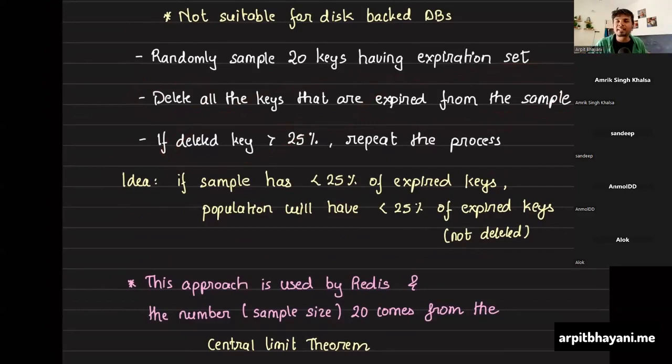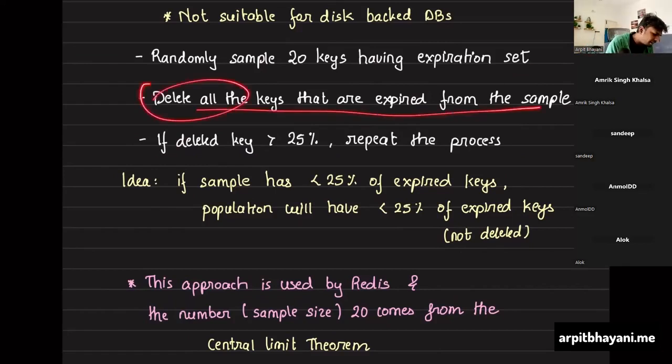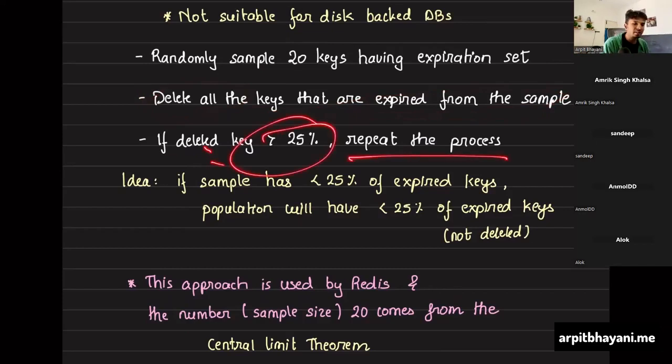If it knew the expired keys count, that would already be a slow operation. Out of the 20 keys that are sampled, I take a sample of 20 keys. Out of these 20 keys, I find which ones are expired. The ones that are expired, I delete them. If these deleted keys are more than 25%, I repeat the entire process. Delete all the keys that are expired from the sample, and if deleted keys are more than 25%, you repeat the process.